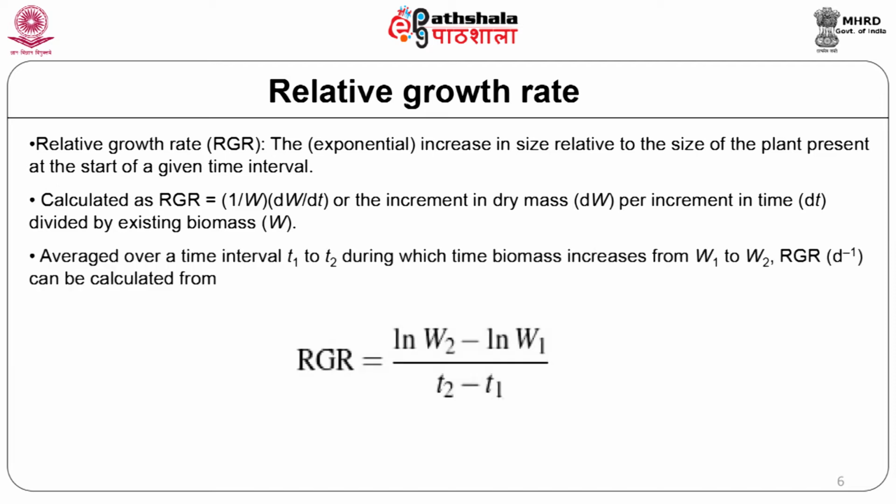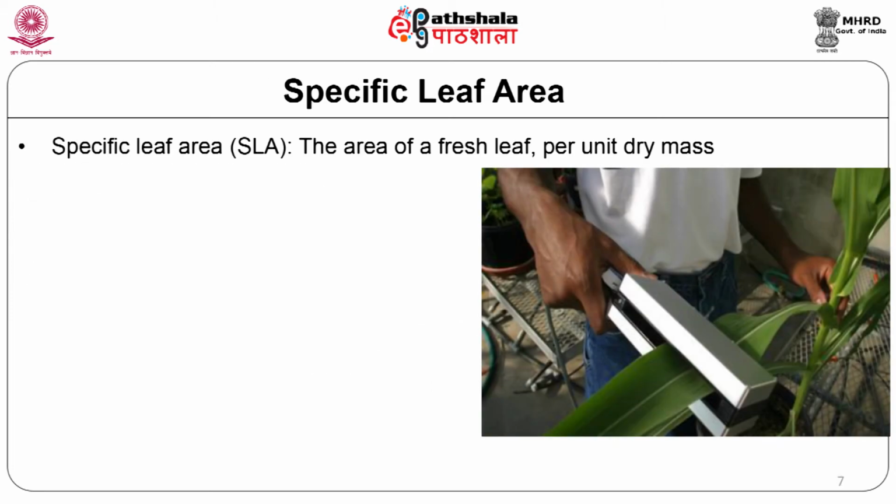Averaged over a time interval during which time biomass increases from W1 to W2, RGR can be calculated as the difference in log of the weights at the two time points divided by the time interval. RGR can be partitioned into the net assimilation rate or NAR and the leaf area ratio or LAR, that is the ratio of leaf area to total plant mass. LAR can also be expressed as a product of specific leaf area or SLA and the leaf mass ratio or LMR, which is the ratio of leaf mass to total plant mass.